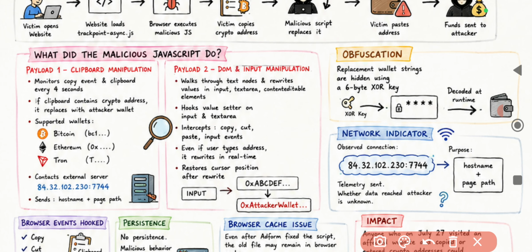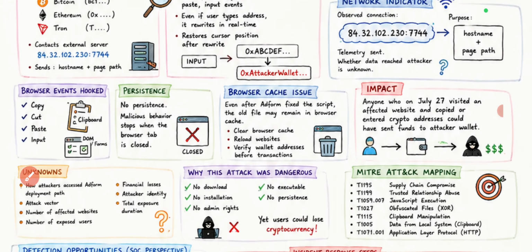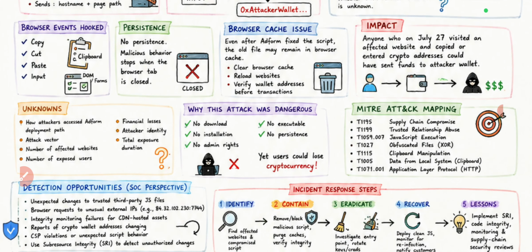If the user types an address, it rewrites it in real time and restores the cursor position after the rewrite. Then obfuscation: the replacement wallet strings are hidden using a 6-byte XOR key, decoded at runtime. Then the network indicators that were identified: purpose, hostname, path, and telemetry sent. Whether data reaches the attacker is unknown. Browser event hooks include clip, copy, cut, paste and input. There is no persistence; the malicious behavior stops when the browser tab is closed.